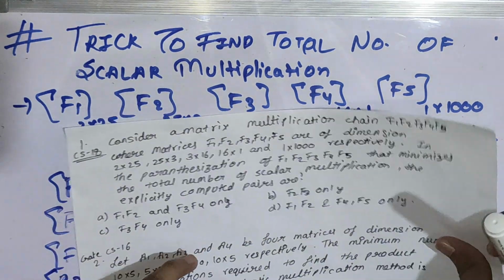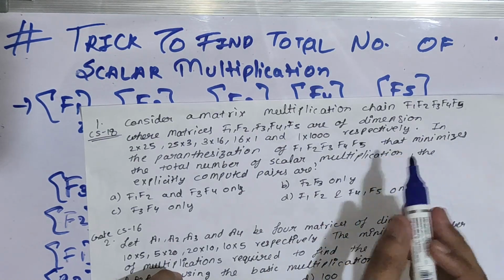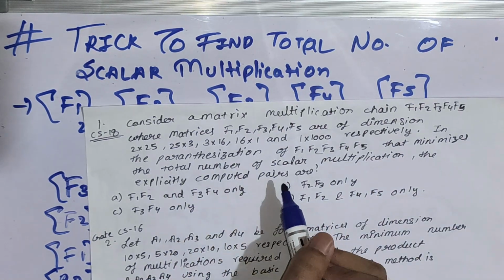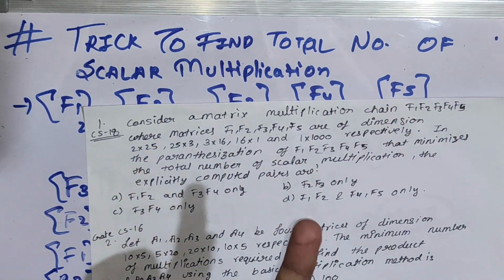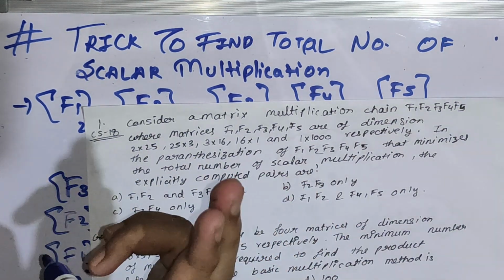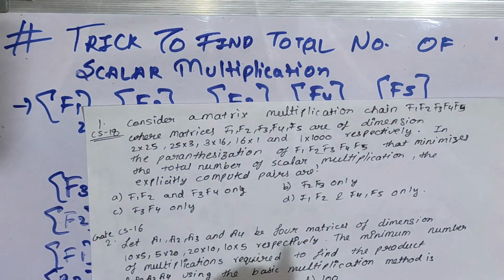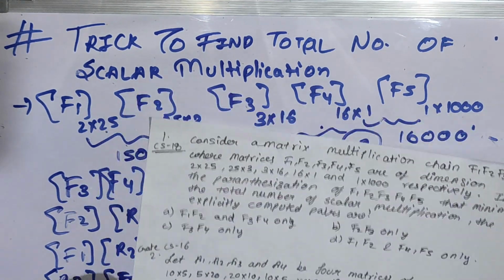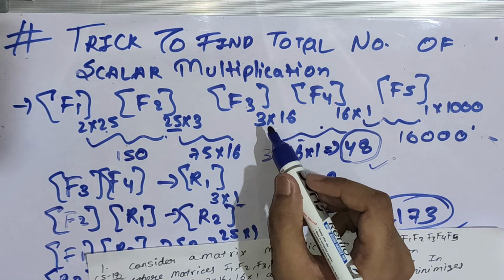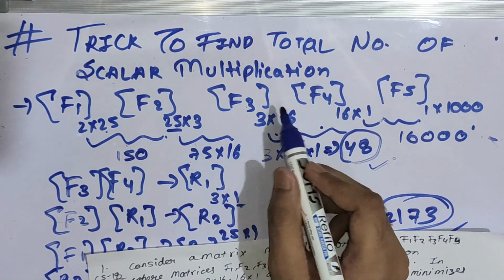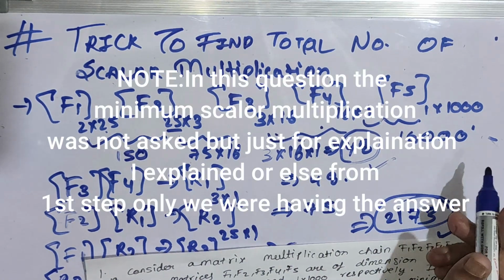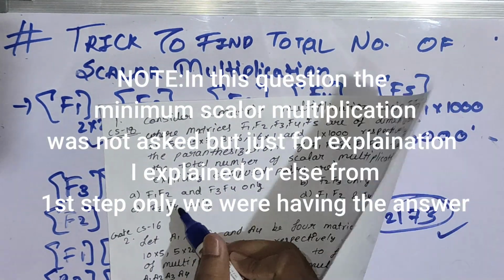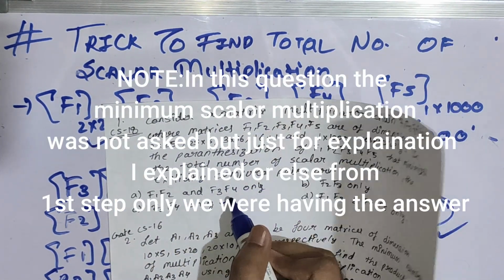Okay, now coming back, the question was exactly to find the explicitly computed pairs, and this means that you have to find the two matrices which you have multiplied individually and which are not multiplied by any resultant matrix. So here you can see the two matrices which were multiplied individually were f3 and f4. These two matrices were not multiplied with any resultant matrix, so you can say the pair will be f3 and f4 only, and the answer will be this one.